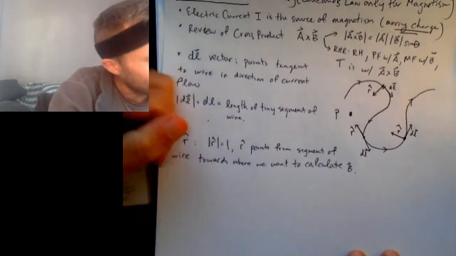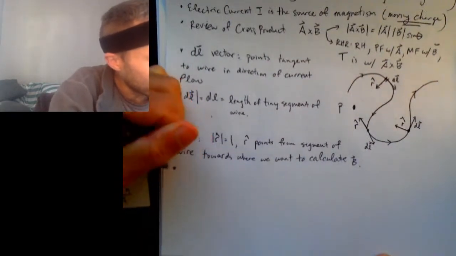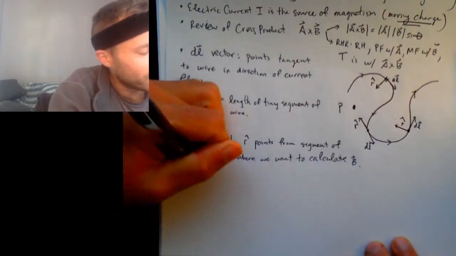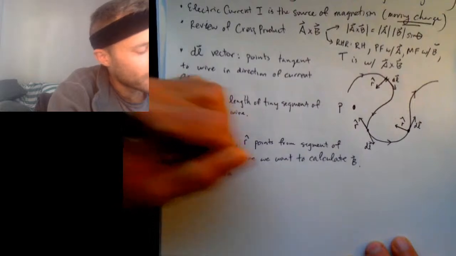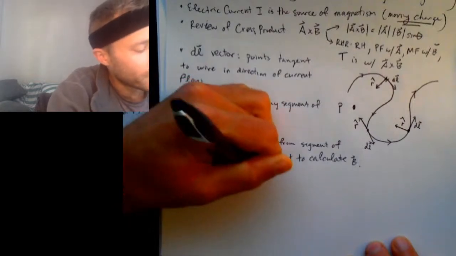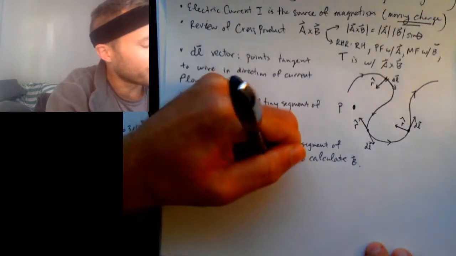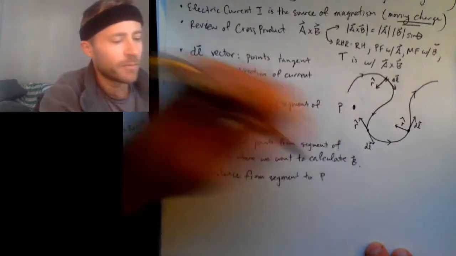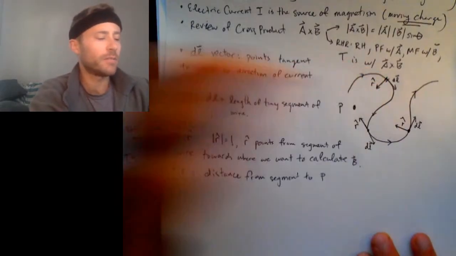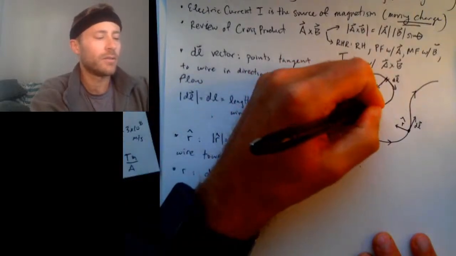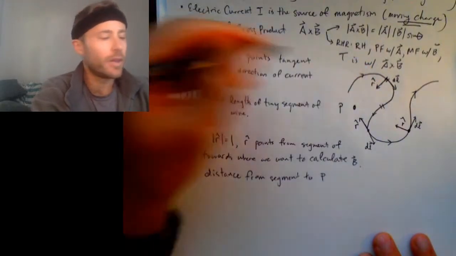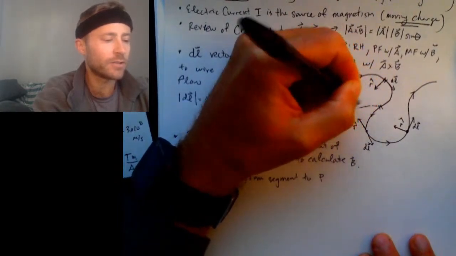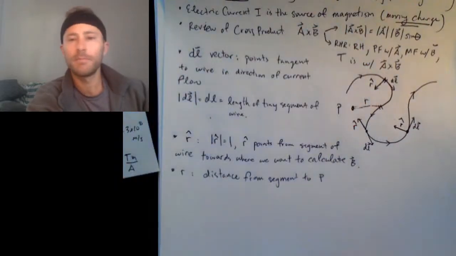And then lastly, we have just the variable r, and that is the distance from the segment of wire to the point P. So for example, if I was looking at this segment of wire, then I would measure this distance right here, that straight line distance, and that would be r. Okay?